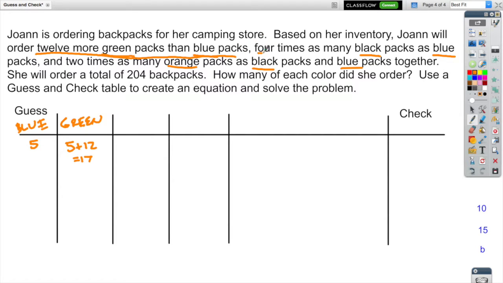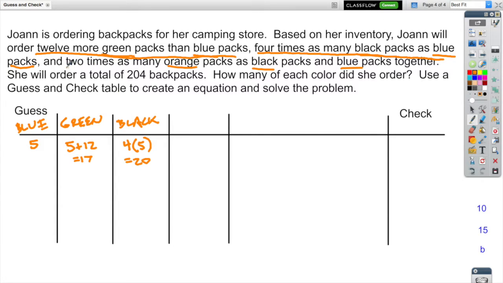All right, next, she's going to order 4 times as many black packs as blue packs. So my next column will be the black backpacks, and 4 times as many as the blue. So don't go to green here. Don't do 17 times 4. We're going to go back to the blue. So 4 times as many, in this case 5. So 4 times 5 is 20.